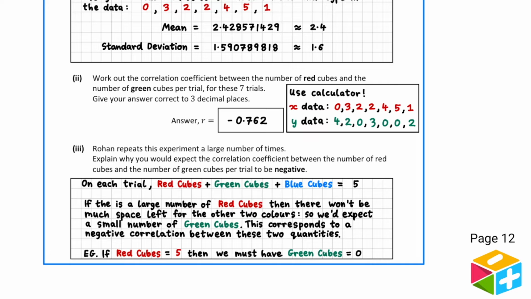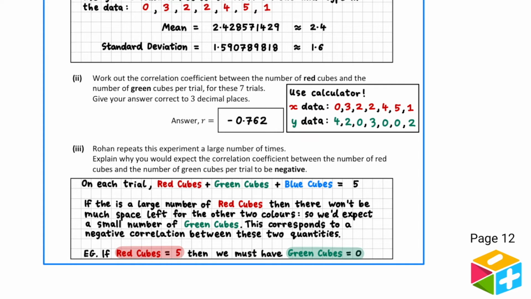In this experiment, Rowan picks exactly 5 cubes on each trial. This means that the red cubes plus the green cubes plus the blue cubes must be equal to 5. If there's a large number of red cubes, then there won't be much space left over for the other 2 colours. This means we'd expect a small number of green cubes. As an illustration, if the number of red cubes was 5, then there's nothing left over for the green cubes and blue cubes. So if red cubes equals 5, then it must be the case that green cubes is equal to 0.